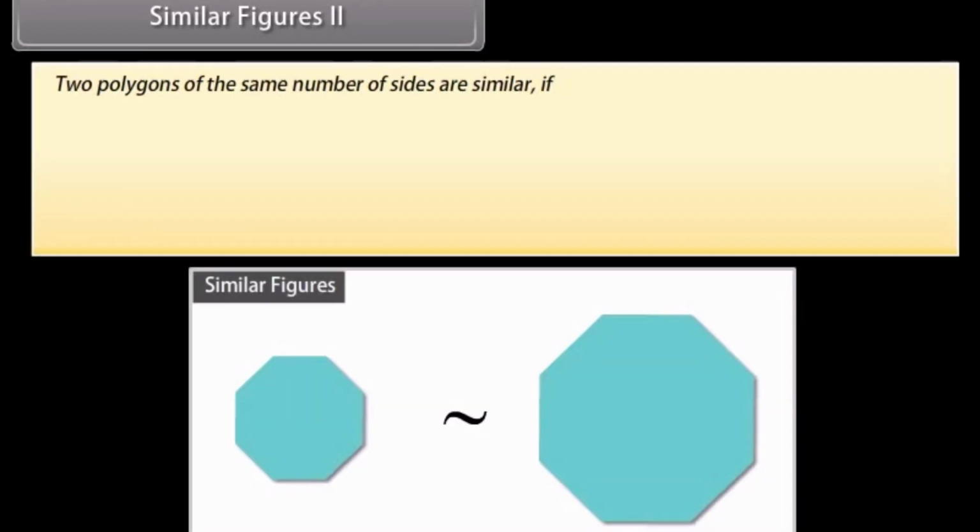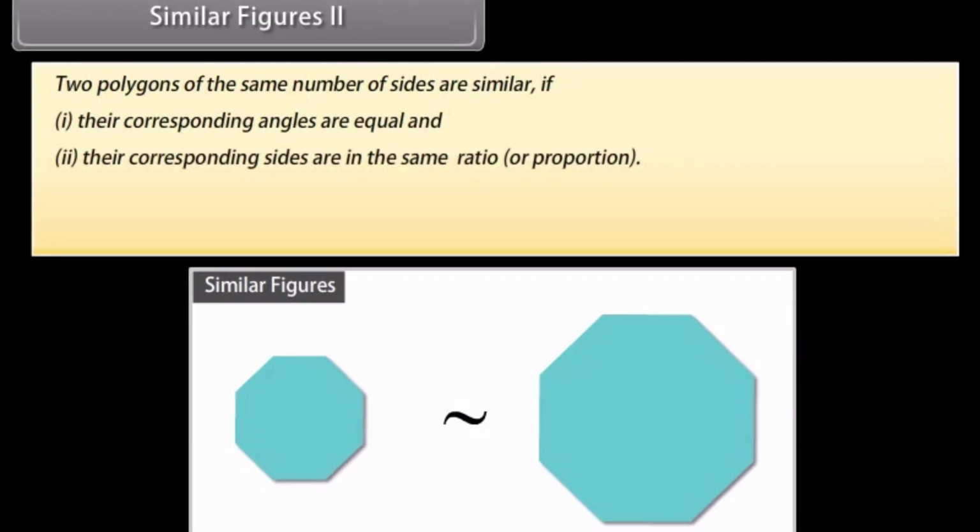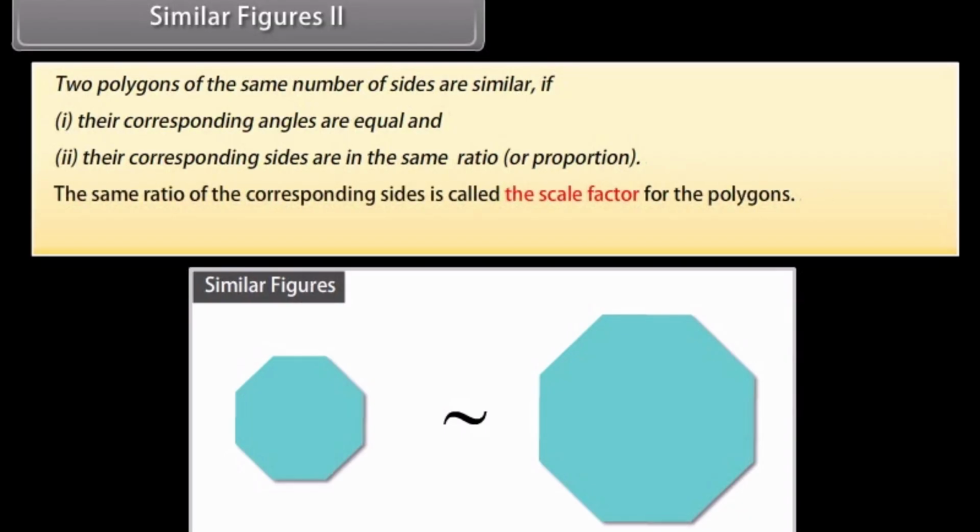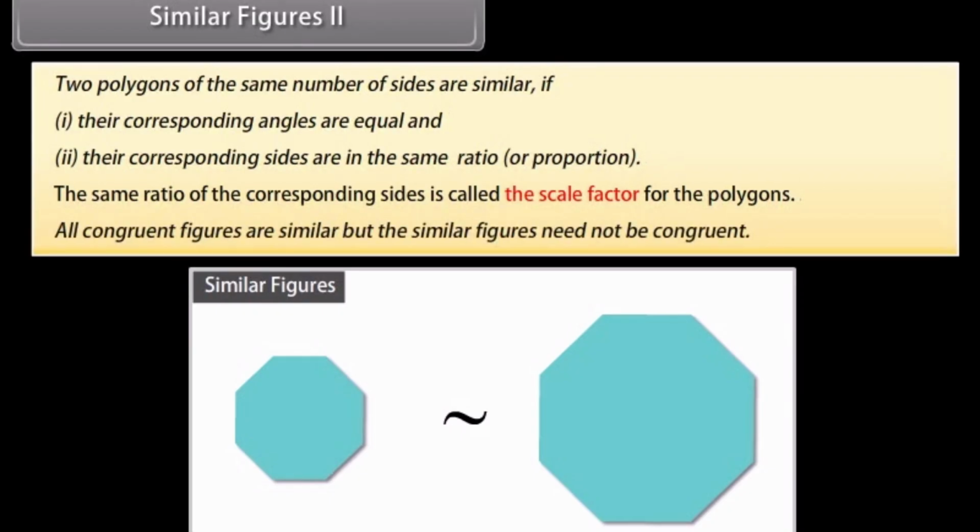Similar figures 2. Two polygons of the same number of sides are similar if 1. Their corresponding angles are equal and 2. Their corresponding sides are in the same ratio or proportion. The same ratio of the corresponding sides is called the scale factor for the polygons. All congruent figures are similar, but the similar figures need not be congruent.